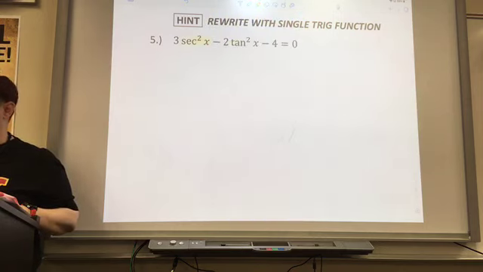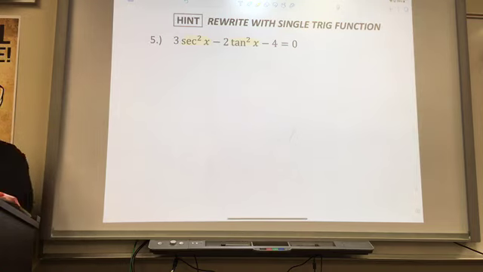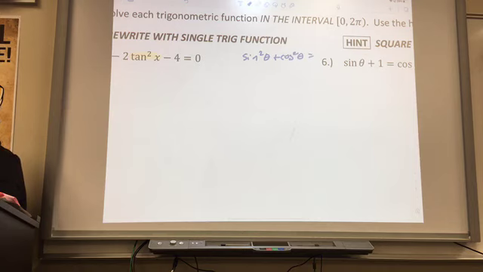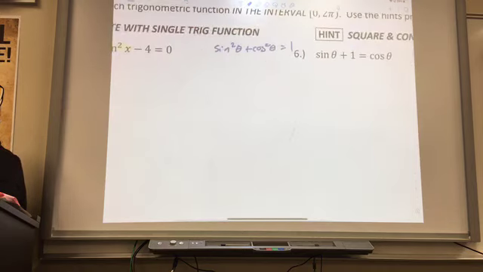I can't solve something with a secant squared and a tangent squared in it. If I want to factor it, they have to either all be secant squareds or all be tangent squareds, right? About an hour and 15 minutes ago, did I tell you an identity that related secant squared and tangent squared? It's sine squared plus cosine squared is 1, so how do I change it to tangents and secants? What do I divide everything by? You divide by cosine. Because then tangent squared plus 1 is secant squared.